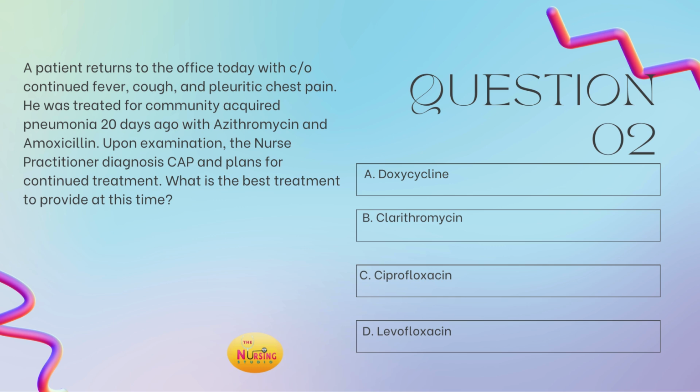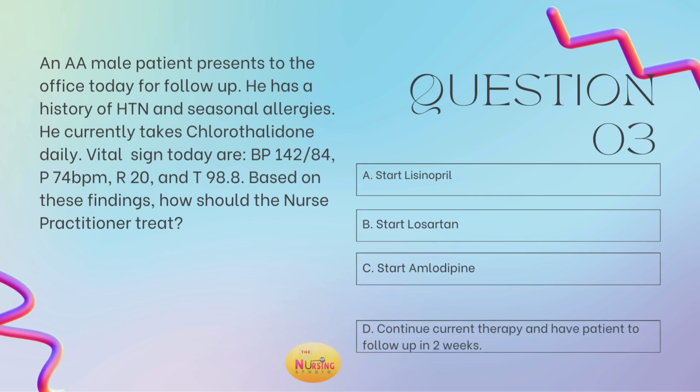But also, we know when we have had someone on antibiotics within the last 90 days, 3 months, that we want to go with the respiratory fluoroquinolone, right? So the best answer here is D, levofloxacin. All right, you guys.